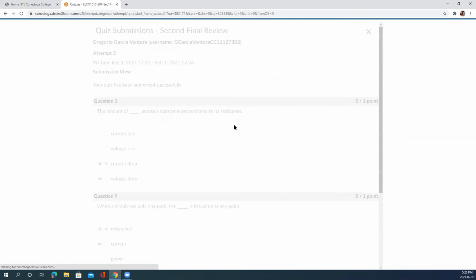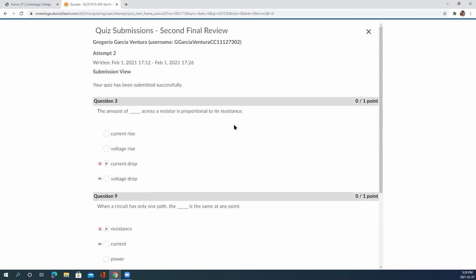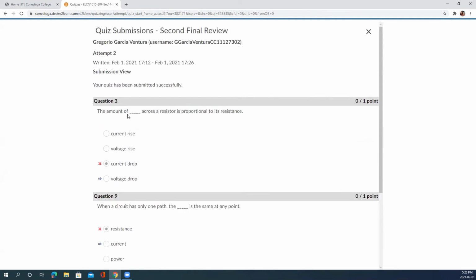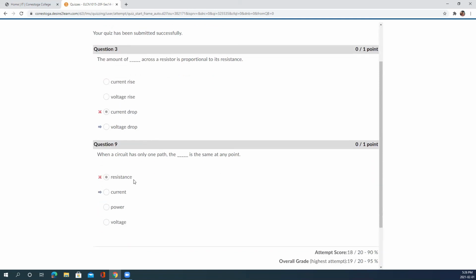And when I do that, of course, I'm going to have the questions that I didn't answer right. The amount of current drop, remember that it was voltage drop, is right there. The amount of blank space, voltage drop, so it indicates what should be the right answer. Even when I said it verbally, like when a circuit has only one path, the current is the same at any point, but I answered resistance. But we know that it's current, the right answer.